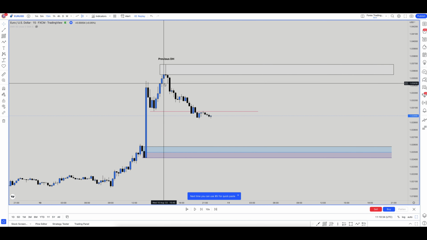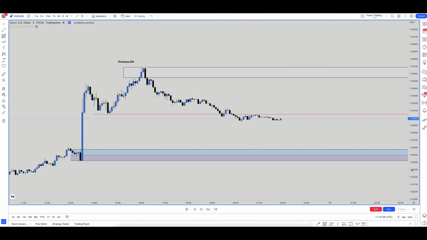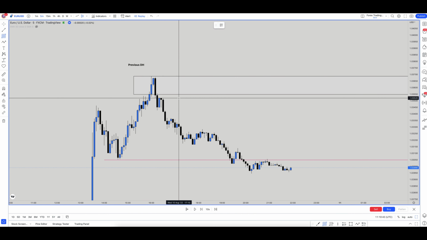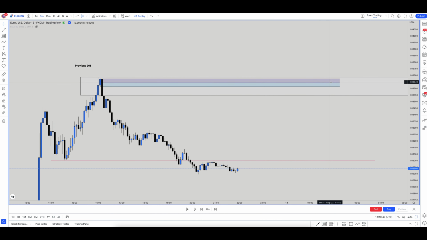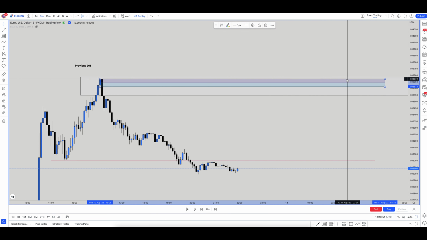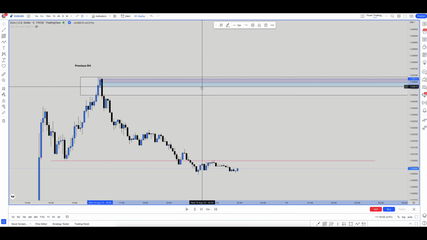We have imbalance that's been created here. However, what I'm going to do is go down to 5 minutes to see if we've got any higher imbalance, which we have, which is at this point. So I will be highlighting our OB, which is here. Let's make that a little bit longer. Yeah, that's done it.